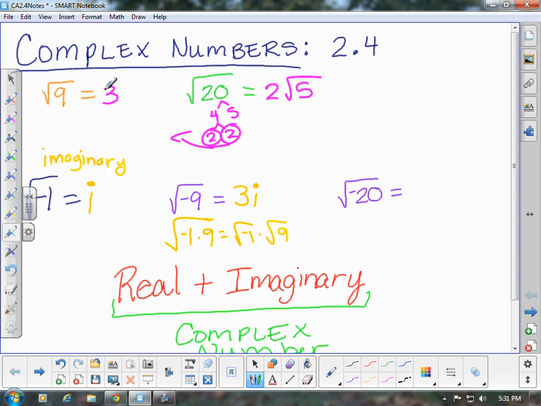Similarly, with the square root of a negative 20, that would be like the square root of a negative 1 times the square root of 20. And the square root of a negative 1 is i. And then you would have 2 times the square root of 5. Now you may write it like this, or you may write it as 2i times the square root of 5. Either way. Just be careful when you do write it this way that you do not put the square root over the i, because the i is outside of the square root.